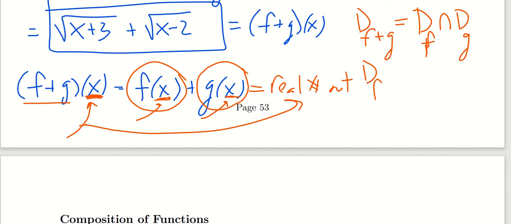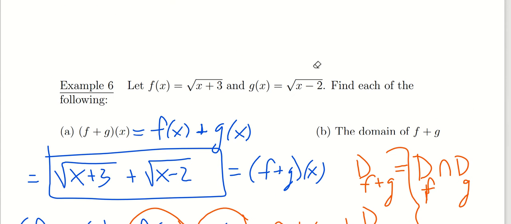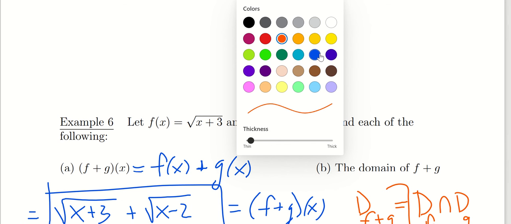The same logic will also show you that this is also going to be the domain for f minus g and also the domain of f times g. Those three domains are simply found by finding the domain of f, the domain of g, and their intersection, whatever they have in common. That's going to be the domain of these three new composite functions. So let's take a step back. We know how to find the domain of each one of these beginning ones.